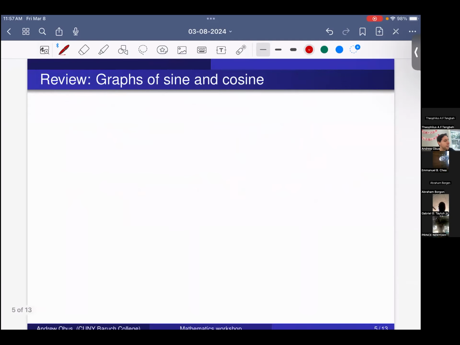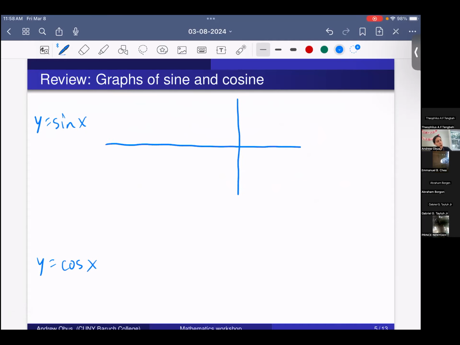Okay, so let's spend a little bit more time today talking about all of these different graphs. So let's review the graphs of sine and cosine. I'll start by drawing them here. So we're going to have y equals sine x up here, and we're going to have y equals cosine of x over here. And I'm going to try to draw these graphs kind of the long way.